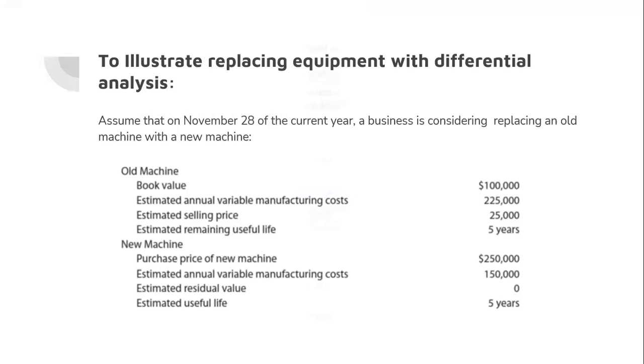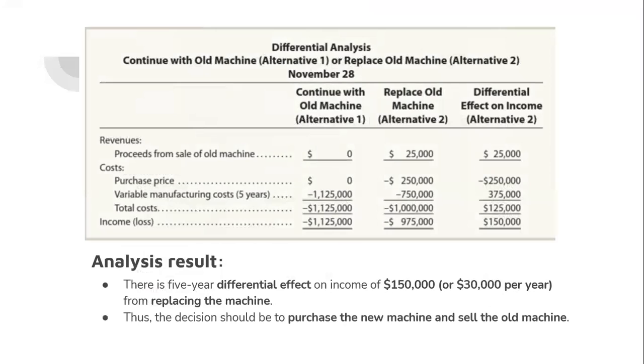This table shows differential analysis whether to continue or buy a new machine. As we can see, there is a 5-year differential effect on income of $150,000 or $30,000 per year from replacing the machine. Thus, the decision should be to purchase a new one and sell the old machine.